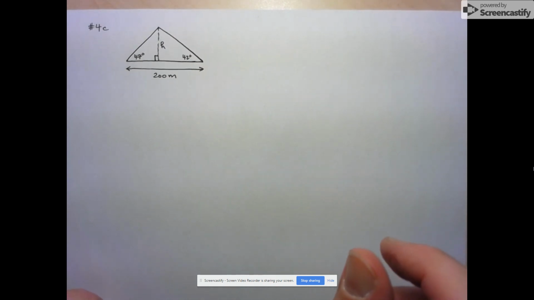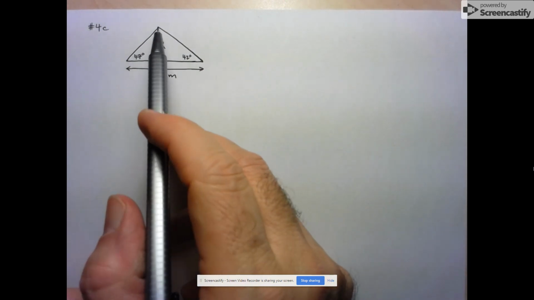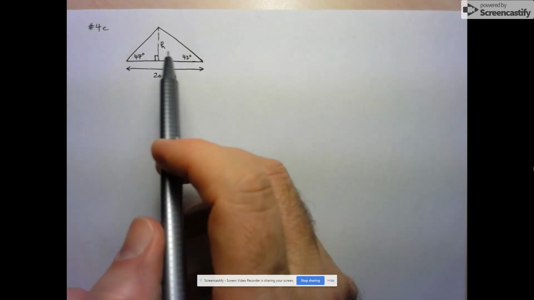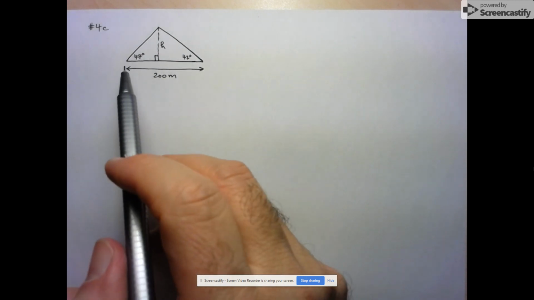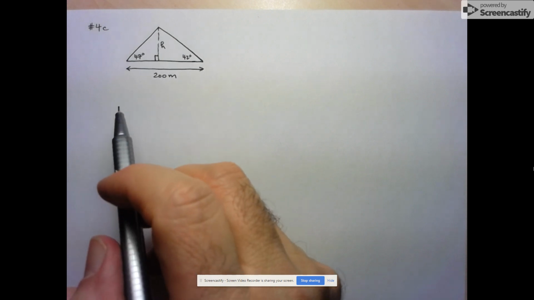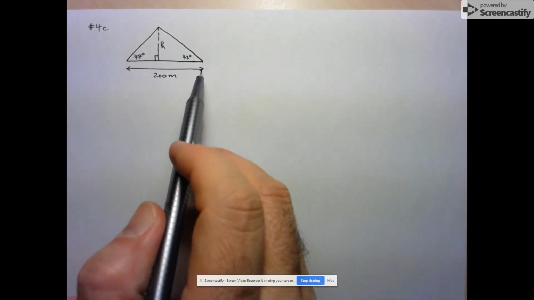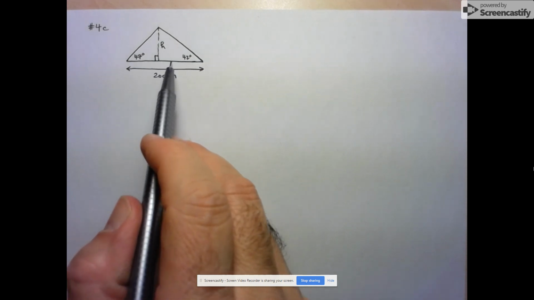Hi folks, we're going to take a look at question 4C from the assignment sheet. So here we've got a triangle, which in and of itself is not right angled in terms of the information that's given to us. But if you draw the height of the triangle, we see that we've created two right angled triangles. So they want us to determine the height, but what they give us is this total distance between these two bases of the triangle.